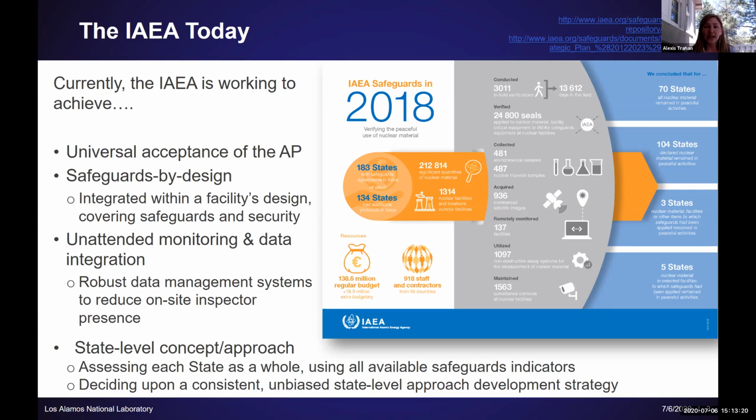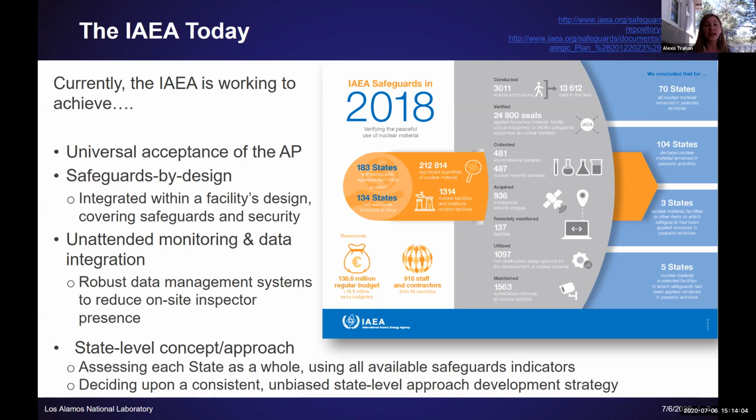So finally, one thing that they have been working on for many years, but are focused on at the moment as well, is implementation of the state level concept. And so the state level concept is essentially assessing each state as a whole and using all available safeguards indicators. So that's open source data. That's the data that comes back from when inspectors go to a facility. That's essentially anything that they have that supports their safeguards conclusions, and integrating all of that information to draw more comprehensive conclusions and do so in a way that addresses the state as a whole.